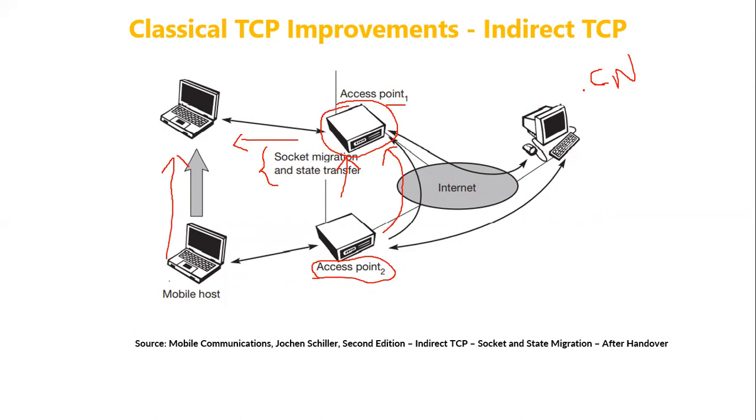The correspondent node does not know anything about this change. This changing from one access point to another access point will not be known to the correspondent node, and the TCP connection will be intact. To ensure that the TCP connection is intact, the socket details also should be transferred from the old access point to the new access point.